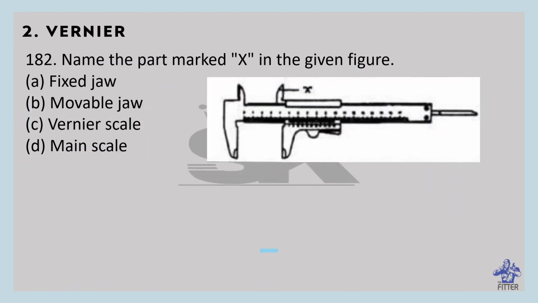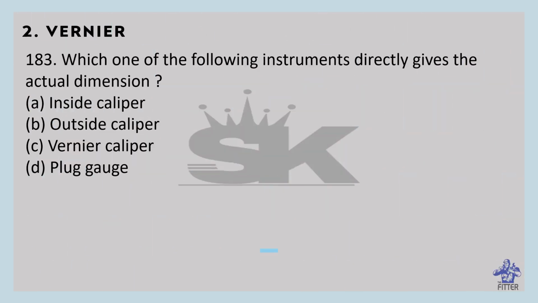Name the part marked X in the given figure. So it is movable chuck. Which one of the following instruments directly gives the actual dimension? So that is vernier caliper.